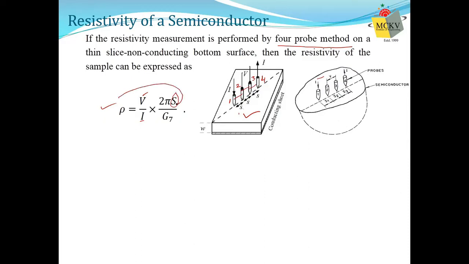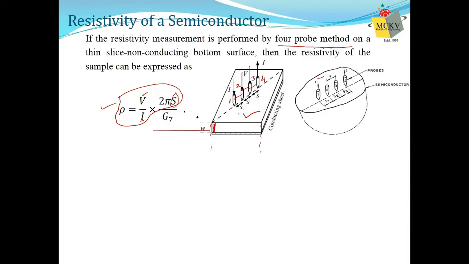Now, in general, this is the formula for resistivity. Rho equals V by I into 2 pi S is the resistivity of a semiconductor of infinite width. That means when we assume the width is infinite, for that particular case, the theoretical value of rho will be V by I into 2 pi S. If we assume that the semiconductor is of infinite width, but practically there must be a width of a semiconductor. Like here, this is the width of the semiconductor, W.